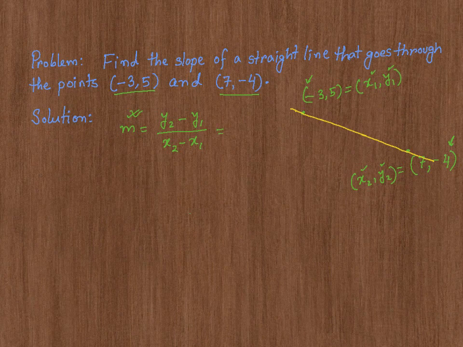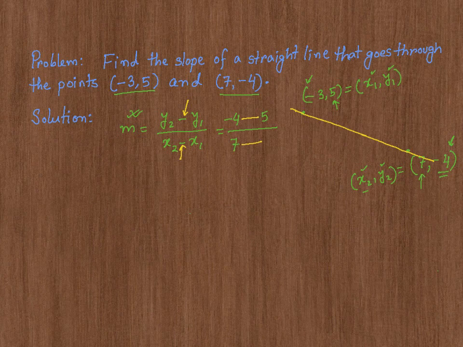My y2, look, y2 is -4. So I'm going to write down -4 minus, now I'm going to use a different color for this so that you see what's going on here, because a lot of students make mistakes here. Minus, this minus comes from the formula, which is right this one. Okay, now y2 minus y1. What is my y1? My y1 is 5. Then x2, my x2 is right here, which is 7. Then minus, this minus is coming from the formula.